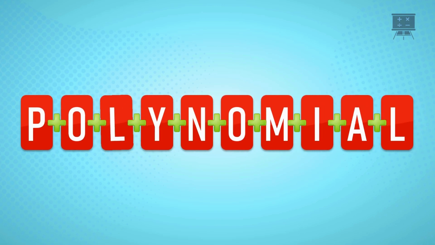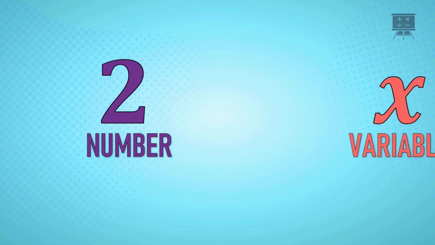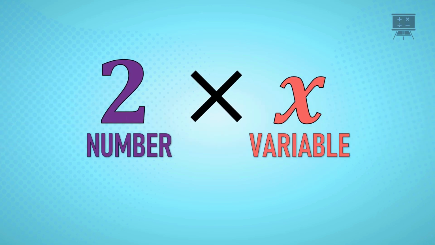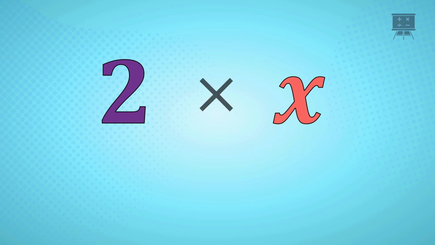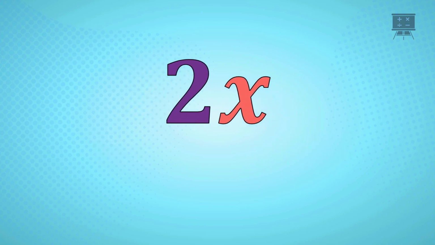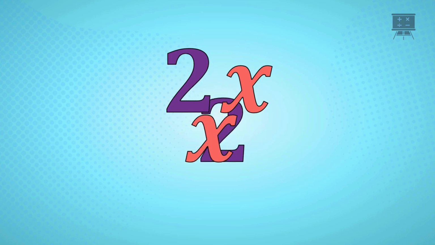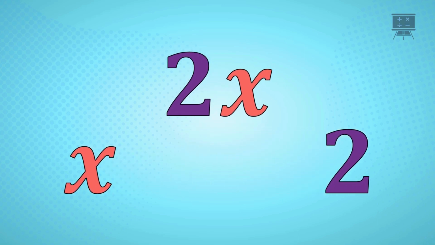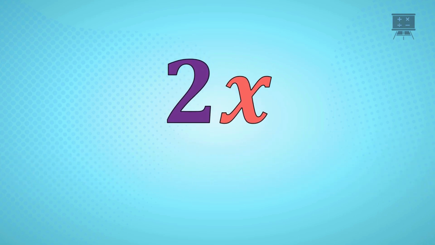What is a polynomial? In algebra, a polynomial is a combination of one or more terms joined together by arithmetic operations. So how do these terms look like? Terms in a polynomial are products of numbers and variables. We simply write the number and variable next to each other. Also, although we can write this reversed, it is best to write the number before the variable.